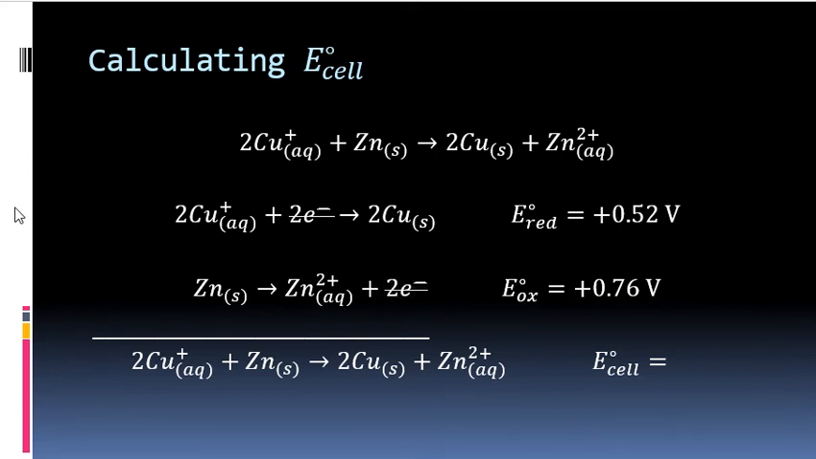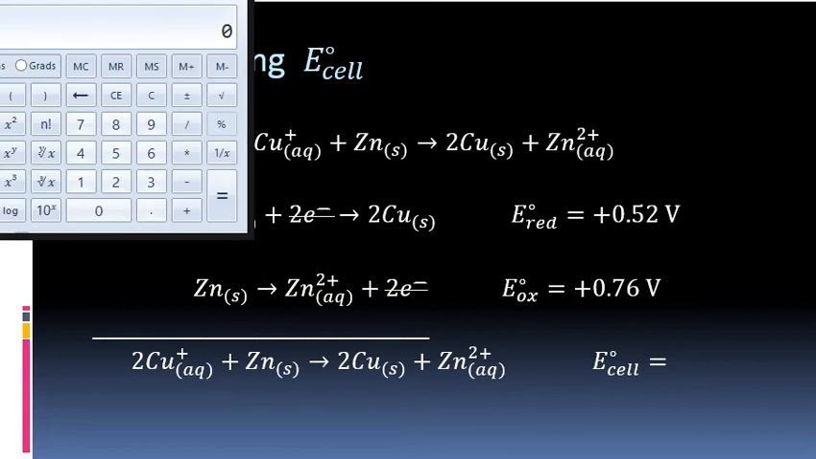Effectively, those cancel out, and that gives us our main reaction, which again, is 2 moles of copper 1 plus and zinc to essentially transfer reactions, forming 2 moles of copper and 1 mole of zinc 2 plus. Now to calculate the cell potential, or the standard potential of this entire setup, that's going to be straightforward. We are literally just going to add up these two half reactions.